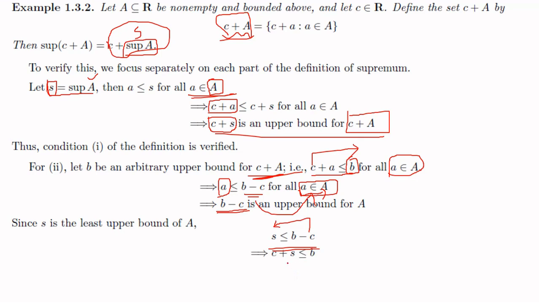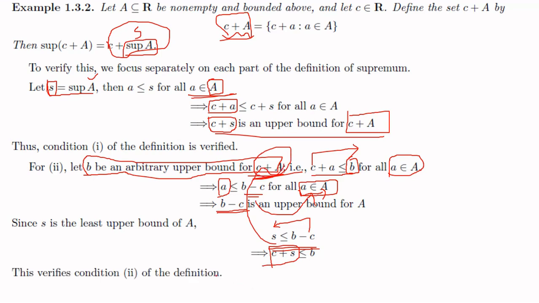to B. Now, we started by saying that B is any other upper bound for C plus A. And we have shown that C plus S is less than or equal to B. So this means that C plus S is the supremum of the set C plus A. So we can say that supremum of C plus A is C plus S.